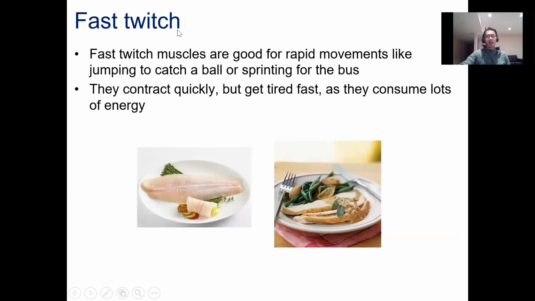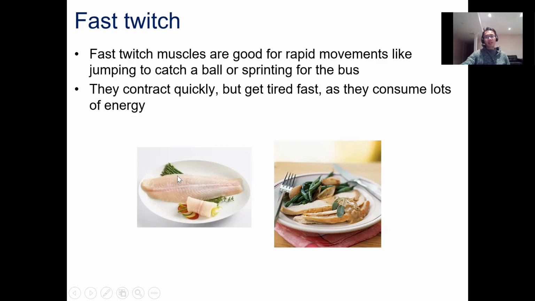The fast twitch fibers, they are good for bursts of energy, rapid movement, like jumping to catch a ball, sprinting to catch a bus, right? If you go at full sprint to catch a bus, you won't be able to go on forever. After a minute of full speed sprinting, 2 minutes at tops, then you have to slow down, right? Your muscles start to get sore, right? That's because those sprinting muscles are fast twitch fibers. Okay, they're not good for endurance. They don't have the myoglobin.